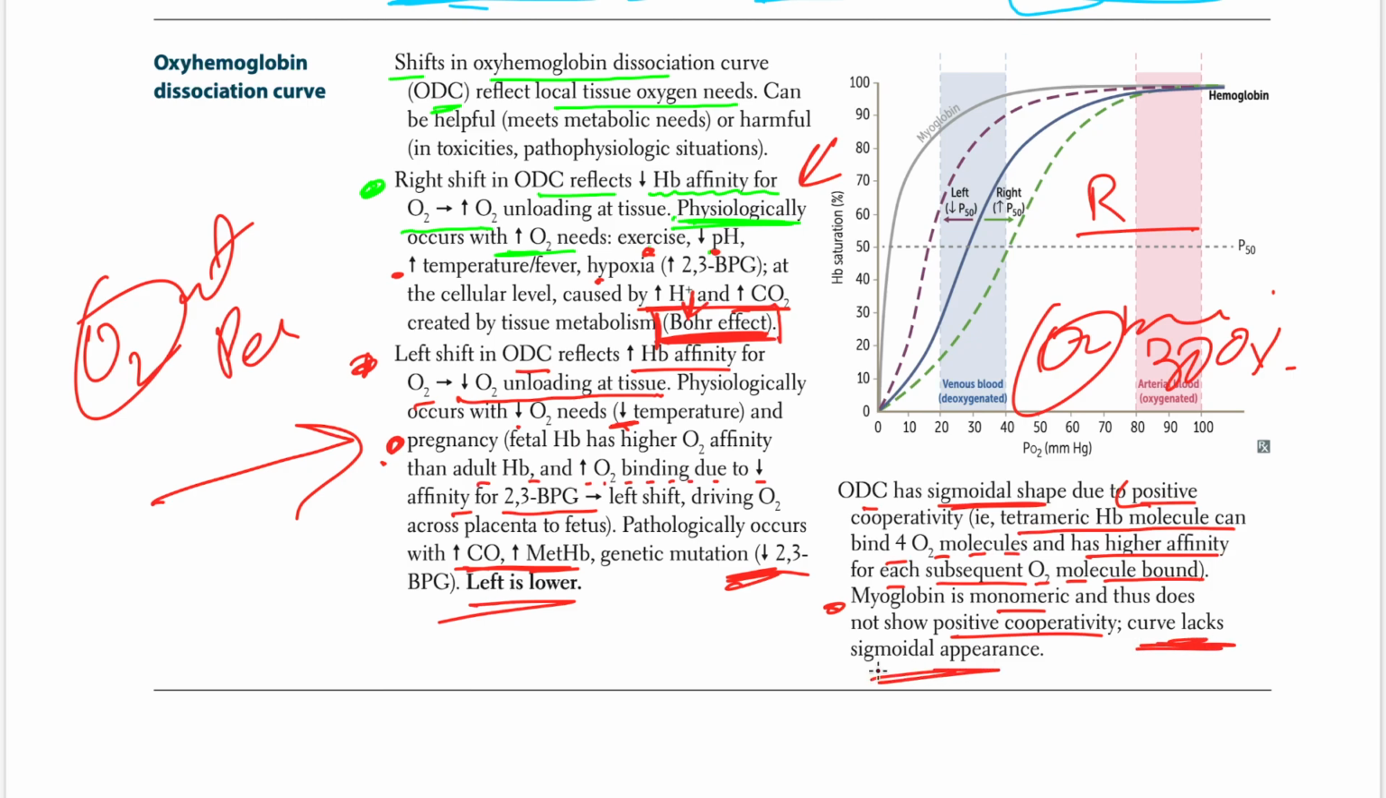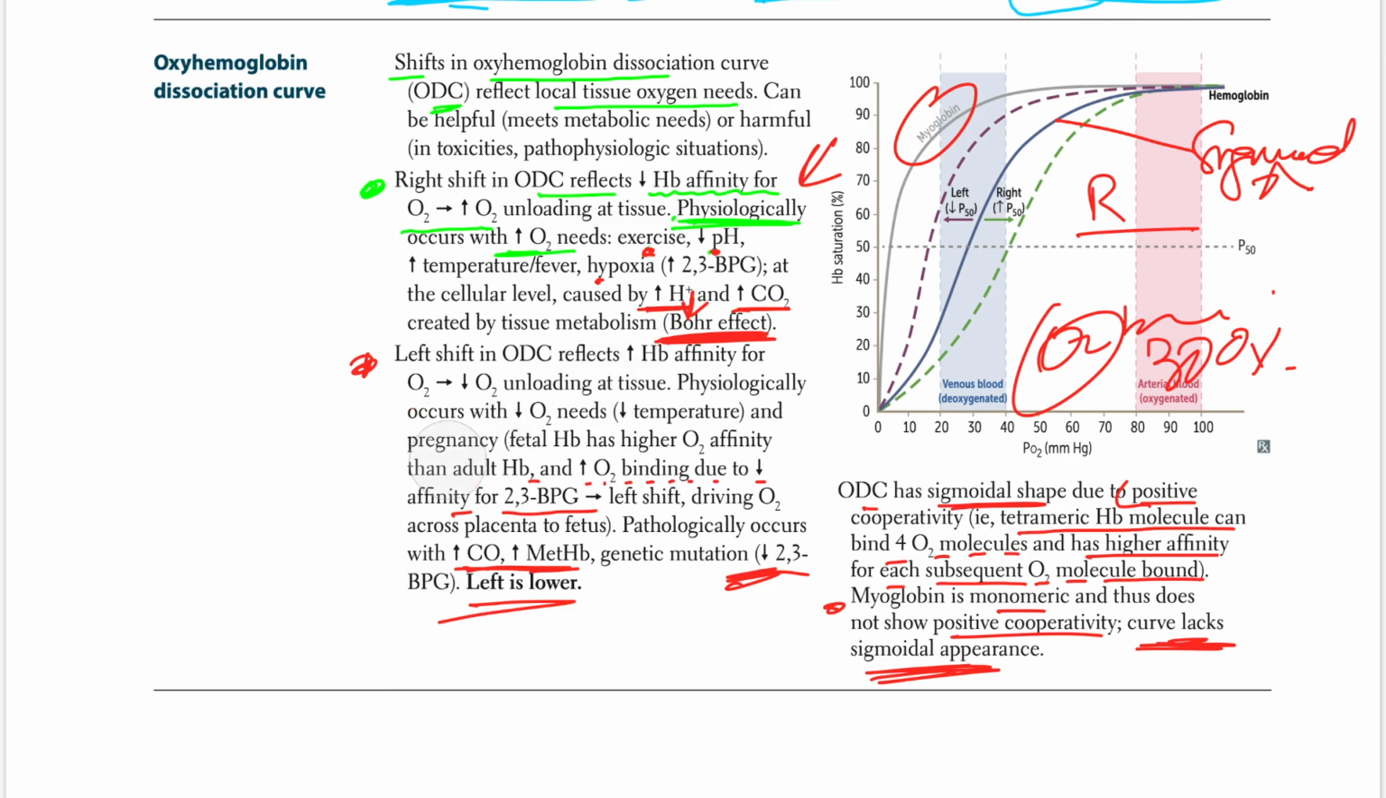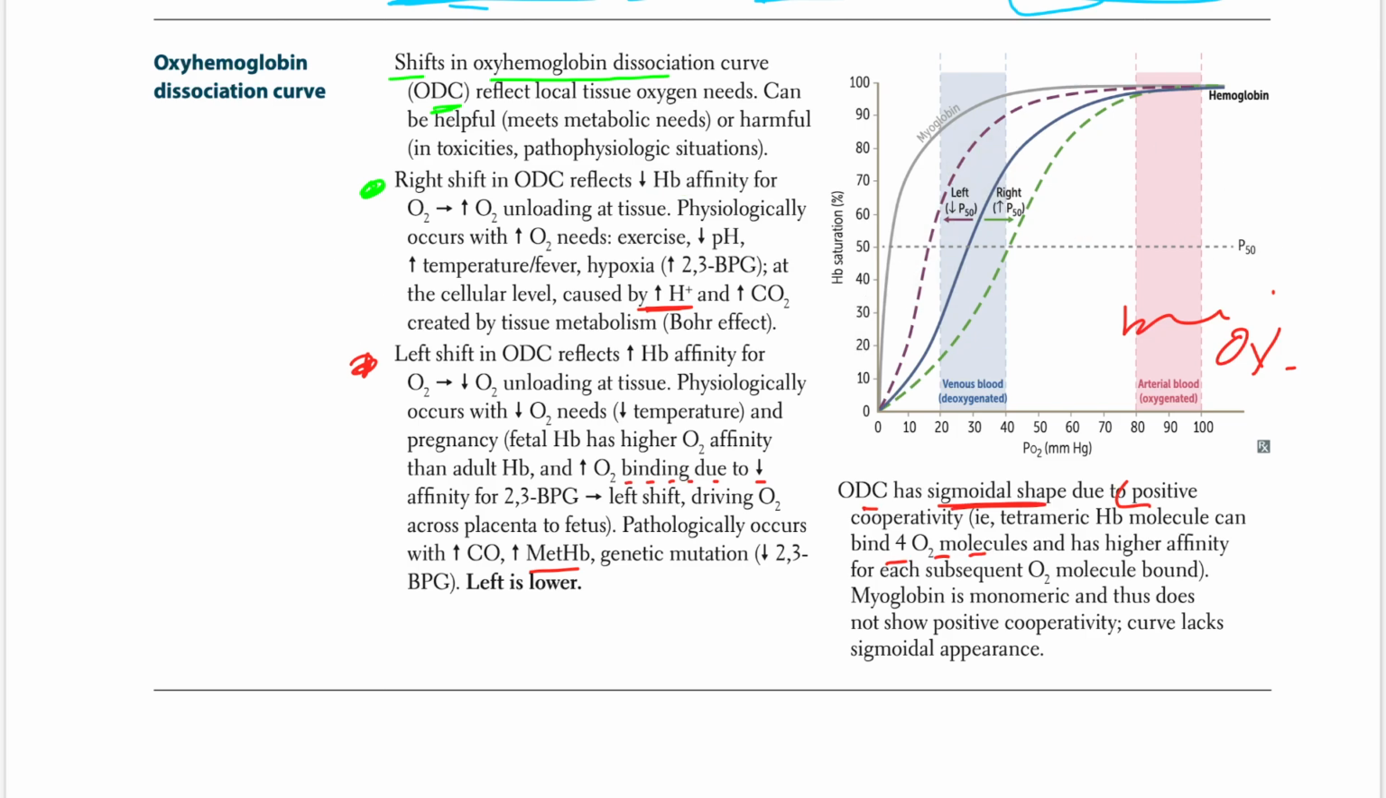The curve lacks a sigmoid appearance, that's why the myoglobin curve is right here, while this one has a sigmoid appearance. Other than that, we have certain factors that cause the shifts, right shift and left shift, and these are some physiological and some pathological factors. That is just rote memorization. But other than that, you should know what is left and what is right.